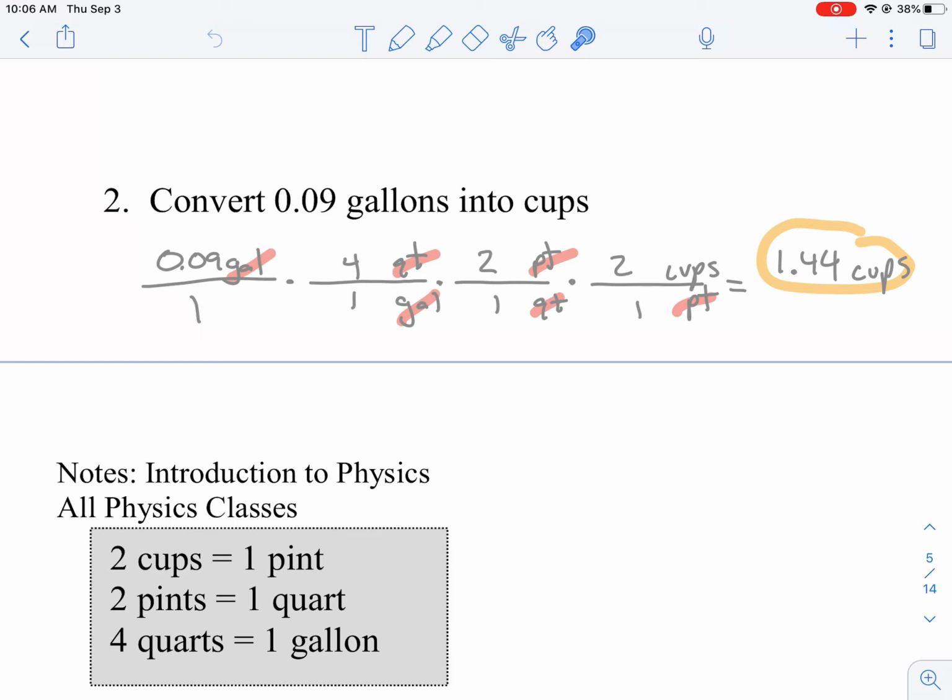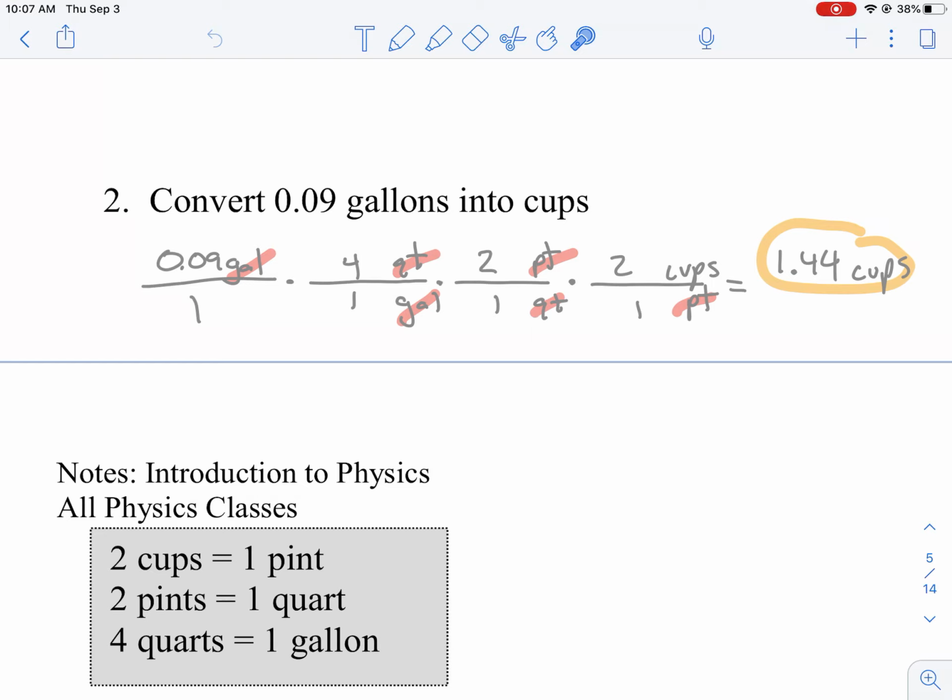The second question is, are my conversion factors equal? In other words, this is my first conversion factor that I've used: 4 quarts equals 1 gallon. 4 quarts does equal 1 gallon, so I can say yes here. I've used 2 pints equaling a quart, and 2 pints do equal a quart. 2 cups equaling 1 pint. 2 cups do equal 1 pint. So basically, I can now say yes to that second question.